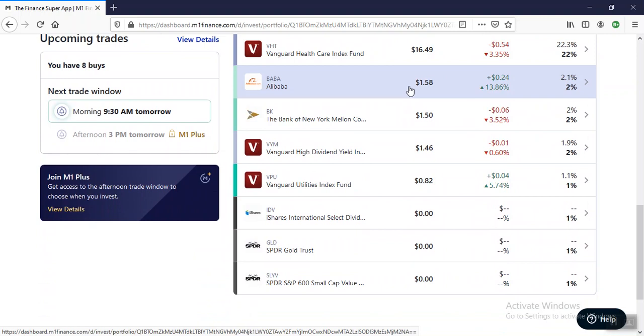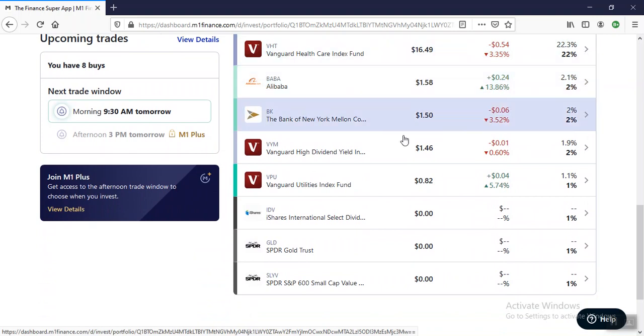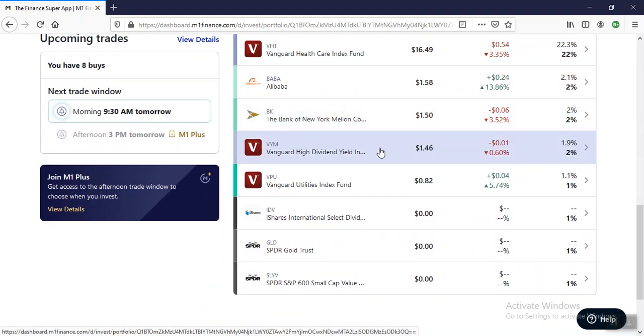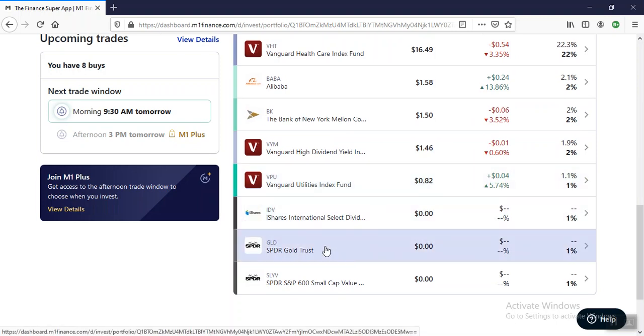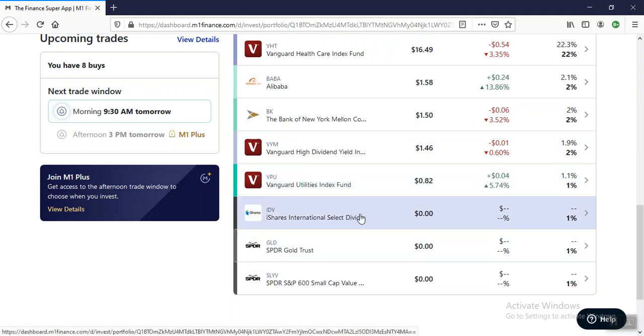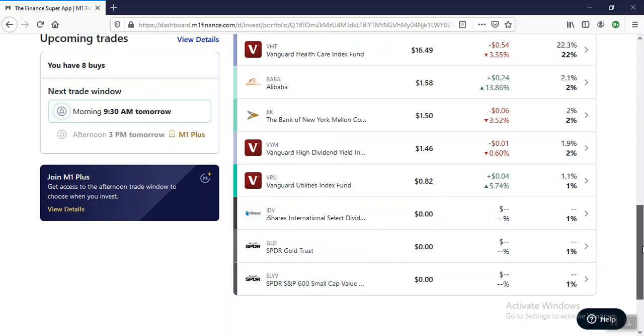Baba is doing well for me. I'm up in real life. I'm up $1,500 on that position. Bank of America is just a great dividend generator. So is this in the utilities. And I got rid of that, actually. I got rid of that. And I got rid of that.